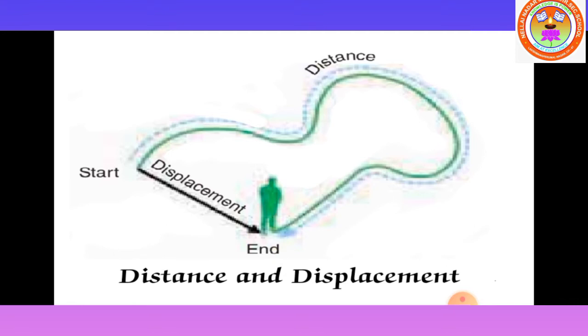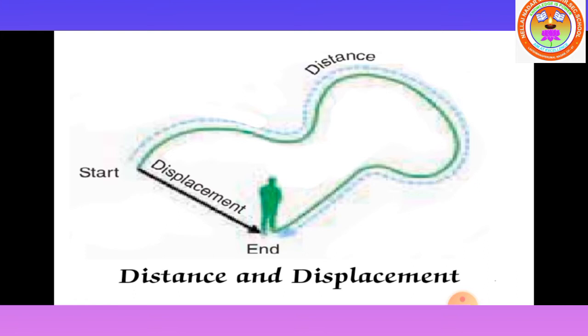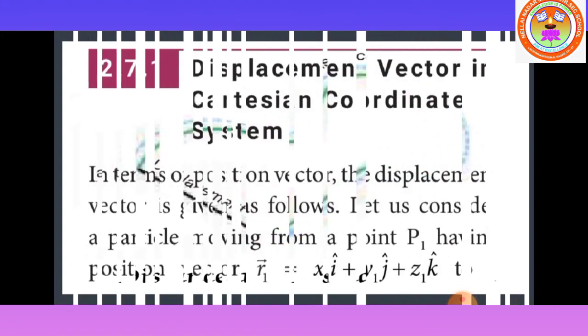Okay friends, here it is a vector quantity. It has a magnitude and a direction, so this is a vector quantity. The distance is a scalar quantity because it has a magnitude only, it does not have a direction. Okay students, so this is distance and displacement.